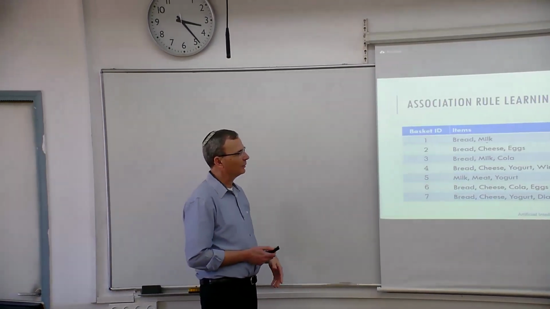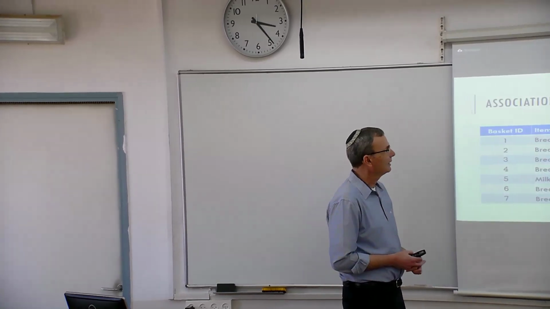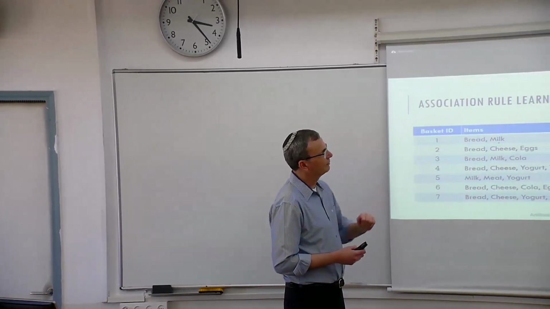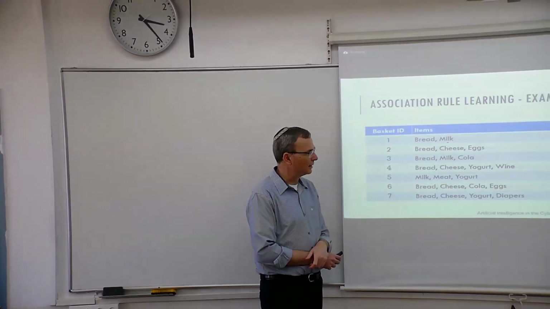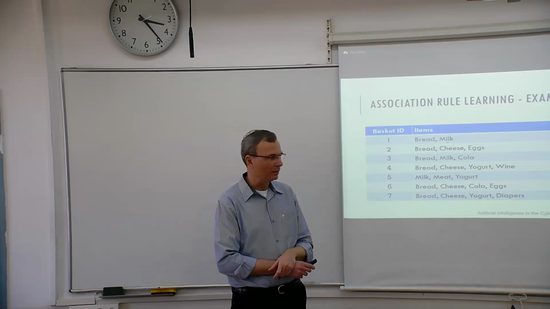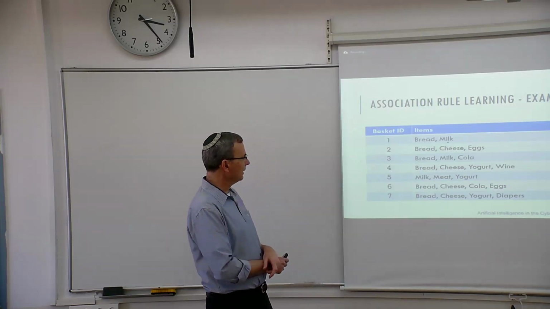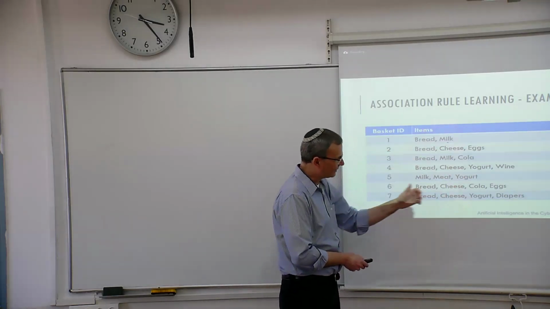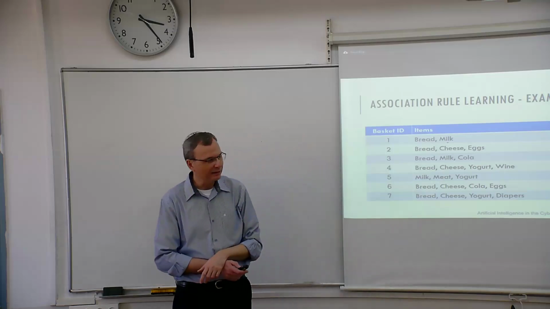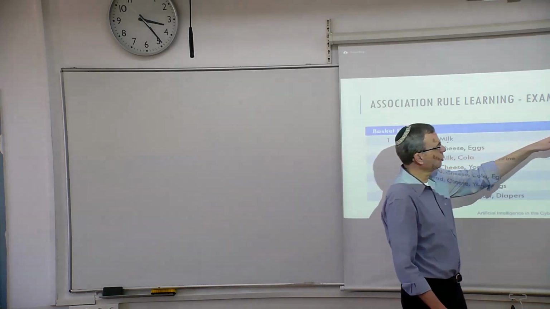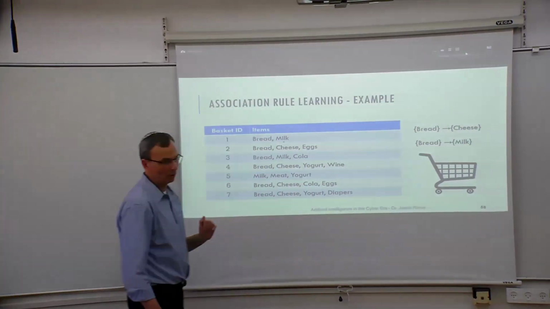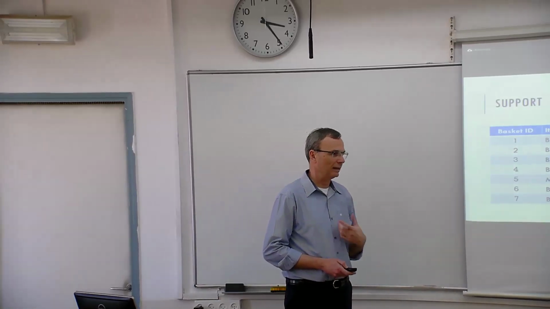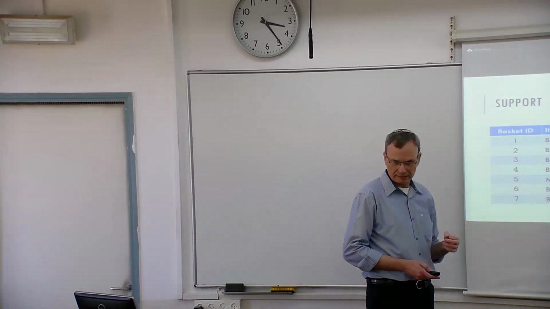These are the baskets that we would like to analyze. And we are trying to see whether bread means that people will buy also cheese and whether bread means that people will buy also milk. So we have 7 baskets: bread, milk, bread, cheese, eggs, etc. Okay? How can we tell if these two rules are true or not? So what we are going to do is first to calculate what is called the support of X.